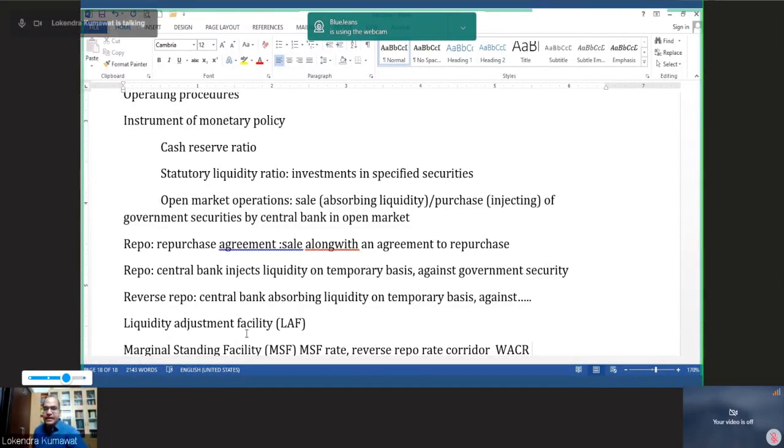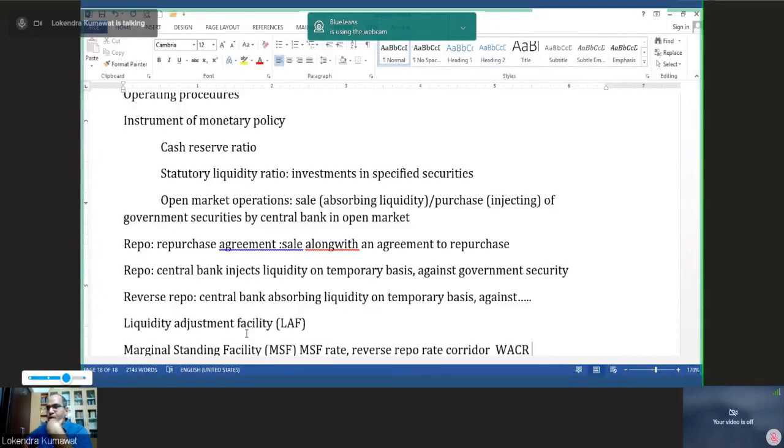The market stabilization scheme I didn't discuss deliberately, because I don't think it is that relevant today. This scheme was instituted around 2005 because at that time the Indian economy faced huge capital inflows. I will discuss capital inflows in the topic that I'm going to teach now. When there are capital inflows, it leads to pressure on the currency to appreciate.